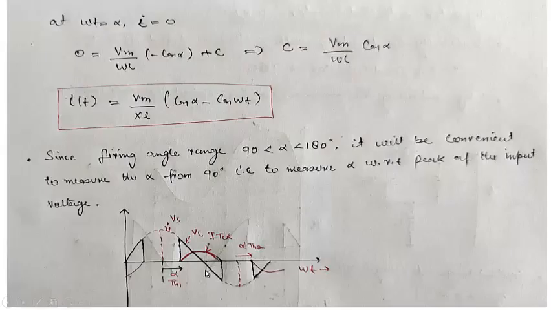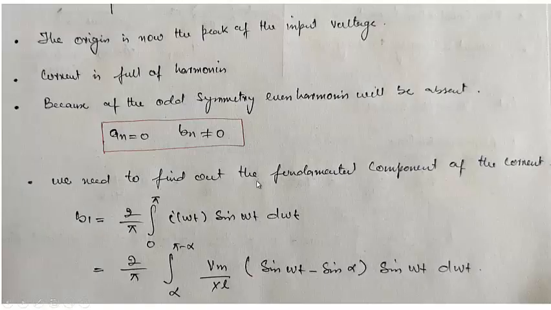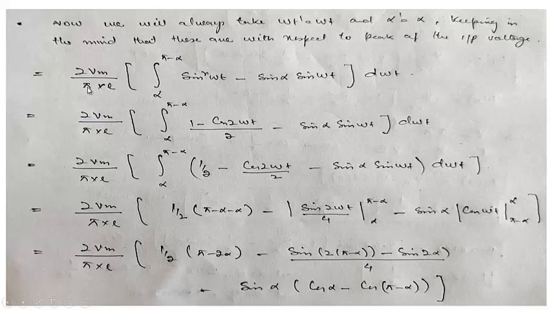I of omega t has to be replaced over here; that will be V by XL times minus sine of alpha plus sine of omega t. Actually it should have been minus sine of alpha dash plus sine of omega t dash. Since I replaced alpha dash by alpha and omega t dash by omega t, we have to keep in mind that alpha and omega t are now with respect to the peak of the input voltage. So our equation for i of omega t becomes sine of omega t minus sine of alpha. This sine of omega t is from this, so it comes out like this. Then this will be twice Vm by pi XL.